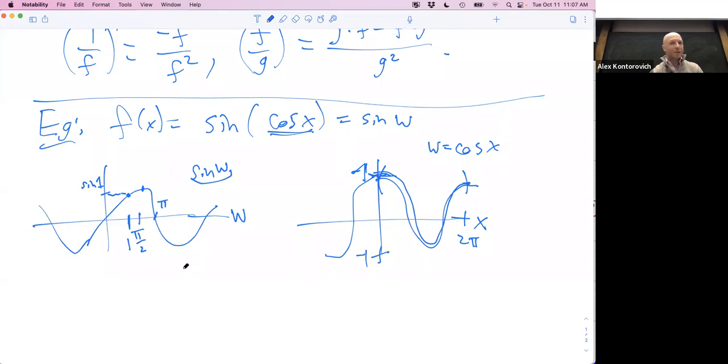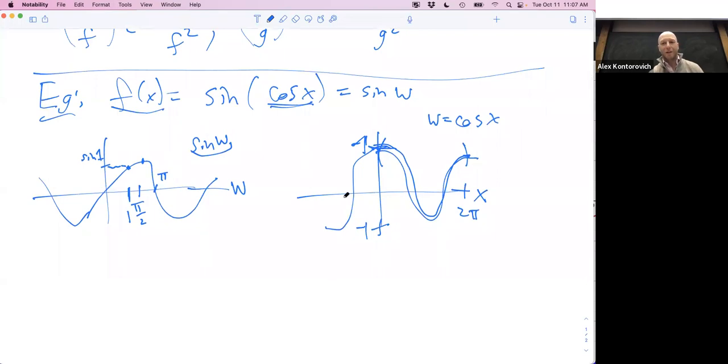That's where this function f starts. So it's the combination of this function and this function. So f starts at, if this is 1, somewhere over here is sine of 1. And that's the value of f at 0. It's also the value of f at 2 pi, because it's going to be 2 pi periodic. And then cosine is going to start dropping. When it gets to pi, cosine is going to be at -1. So that means w is going to start dropping from 1 down to -1.